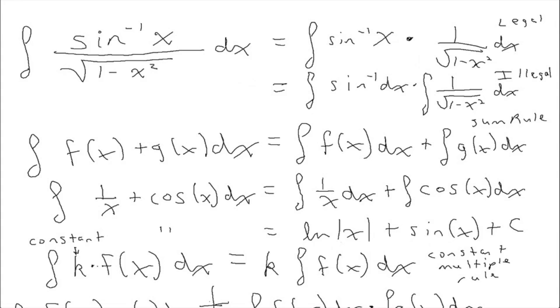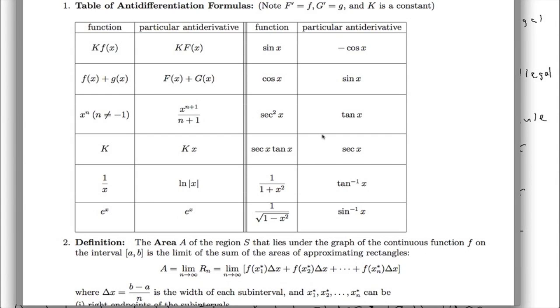Let's go back to that table that your instructor gave you. So notice here your instructor is reminding you this is the constant multiple rule. Do you remember what capital F stands for? The antiderivative of lowercase f. Right. So they're saying here if you have a constant times a function, just take the antiderivative of the function and multiply it by the constant. That's the constant multiple rule.